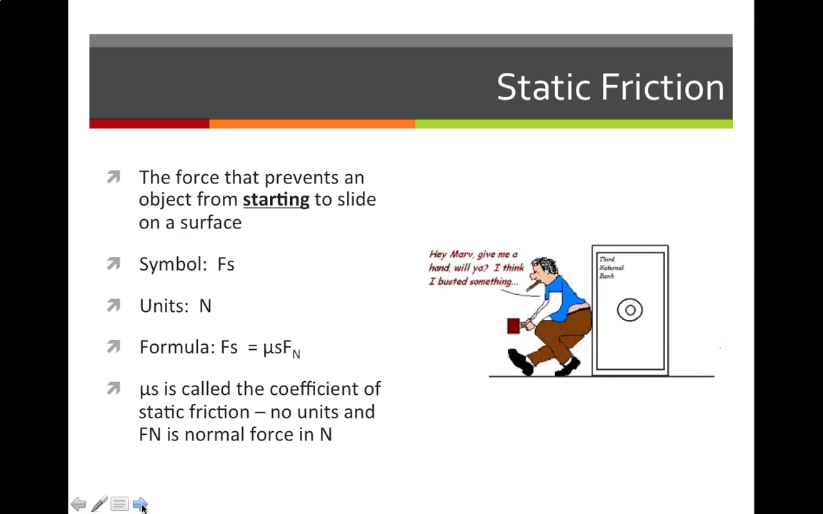Static friction is the force that prevents an object from starting to slide on a surface. So if something's, in this case, you got a vault or a safe, and you want to start it moving, it takes a lot of force to get going. You're overcoming the static friction. And again, here's its symbol. We'll talk a lot about these calculations later, so don't worry too much about it.